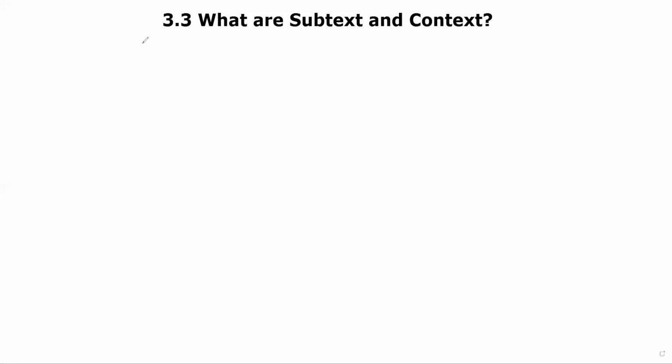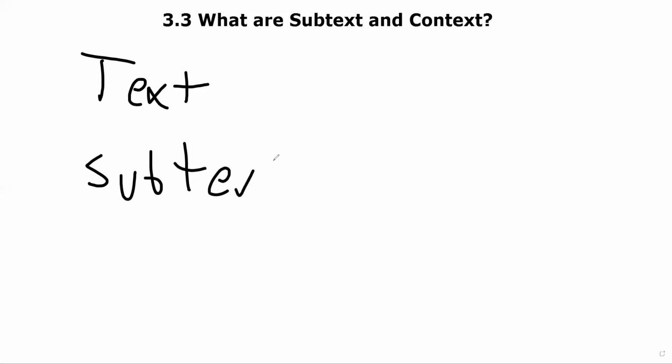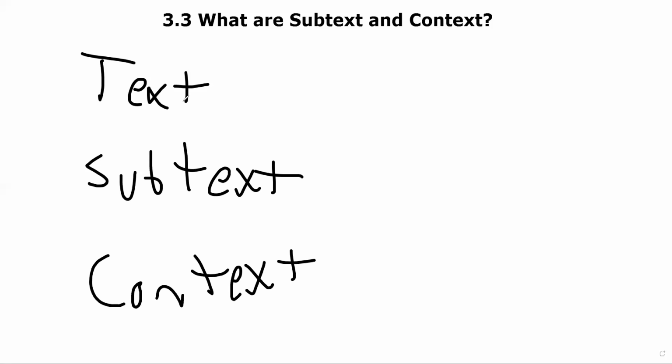Now, context is distinct from subtext. So we have text, subtext, and now we have context. If text is the surface of the iceberg, subtext is what is underneath the iceberg, what is part of the iceberg but is simply not visible to the naked eye. Context would be that which surrounds the iceberg.